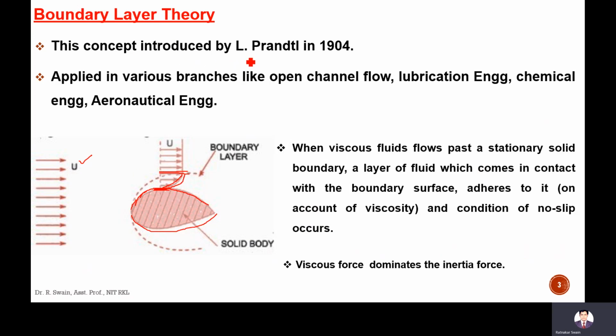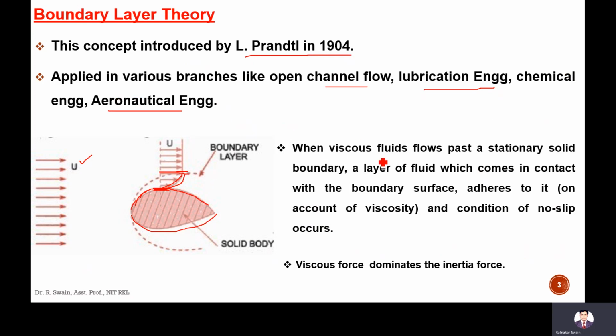It was introduced by L. Prandtl in 1904, and this boundary layer theory is applied in various branches like open channel flow, lubrication, mechanical engineering, chemical engineering and aeronautical engineering. All these branches use this theory.